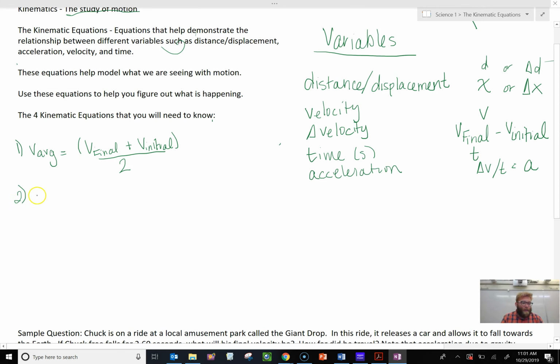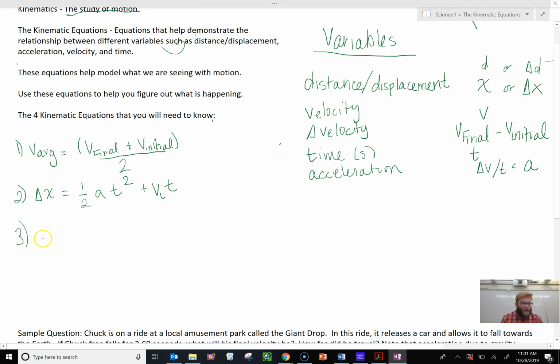Our next equation, we use this one if, say, we want to find a particular change in distance or how far an object is moving. So this equation is 1/2 a t squared, so acceleration times time squared, plus vi times t. Okay, so that's the equation. And we'll talk about what those things mean and how they are related in a sec.